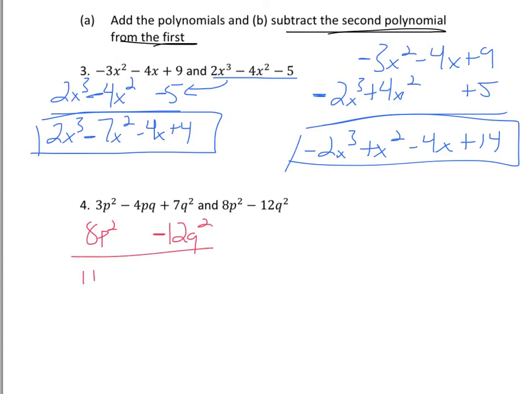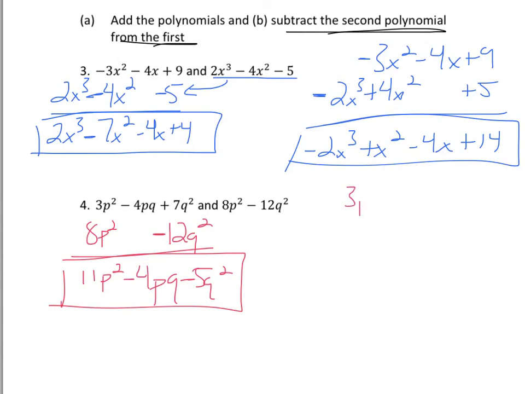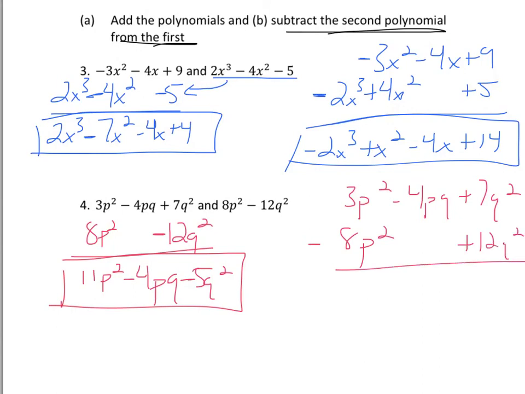Okay, so 3p squared plus 8p squared is 11p squared, minus 4pq stays the same, and minus 5q squared at the end. There's the first one, and to do the subtracting, remember you got to have the order correct. Squared, and change both signs. Minus 8p squared plus 12q squared. Okay, distribute that negative through, and you should be good. Negative 5p squared minus 4pq plus 19q squared.